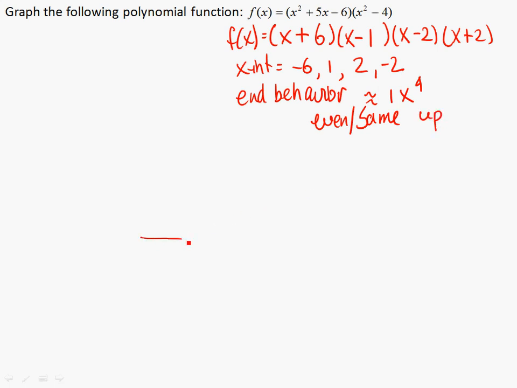Well, you're ready to graph. 1, 2, 3, 4, 5, 6, and a little bit more. We have a dot at negative 2. We have a dot at 1. We have a dot at 2. And both of them go up, right? And there you go.